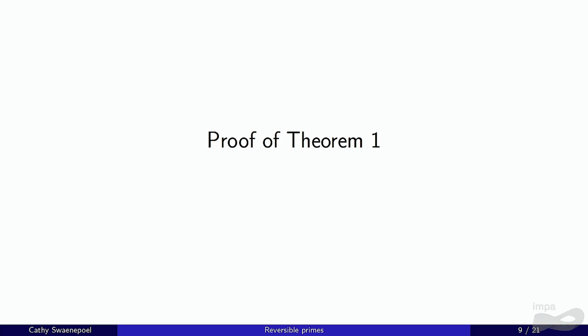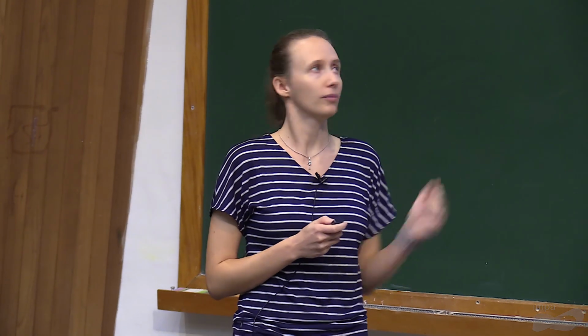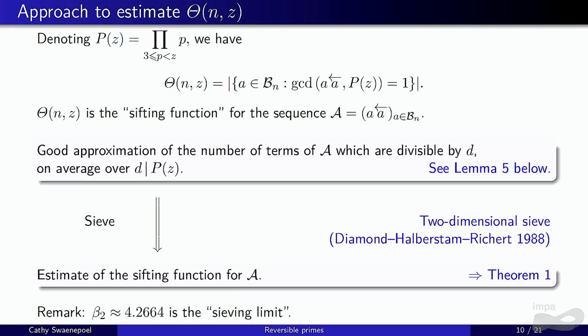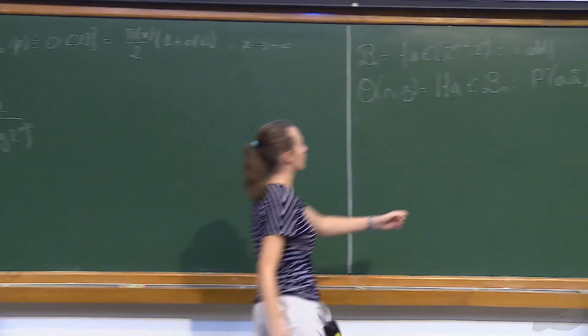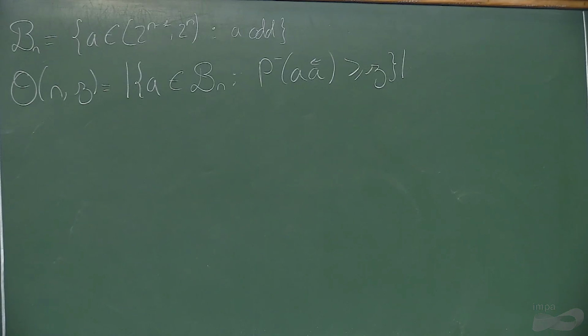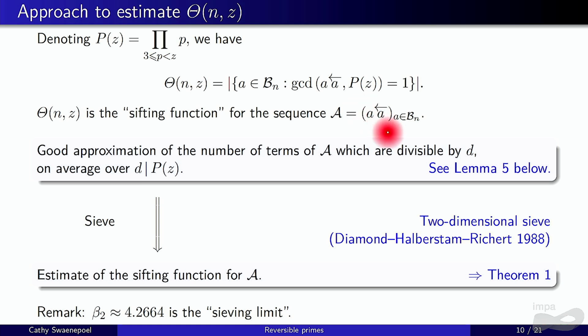Now I'm going to give you some details about the proof of the first theorem, the lower bound and the upper bound for this quantity. We want to estimate theta of nz, which counts the number of integers a in Bn such that all prime factors of a and its reverse are larger than z. In other words, such that a times its reverse is coprime to P of z, where P of z is the product of all primes up to z. And since a and its reverse are both odd numbers, we can start here at 3.